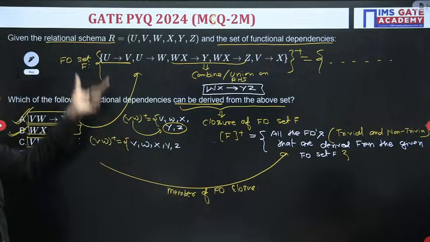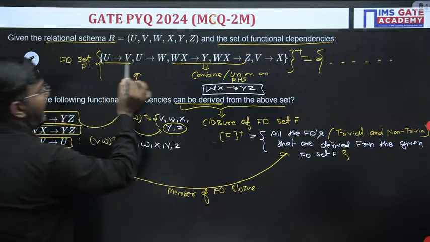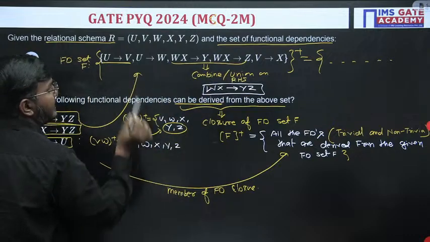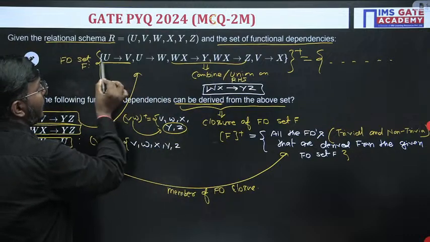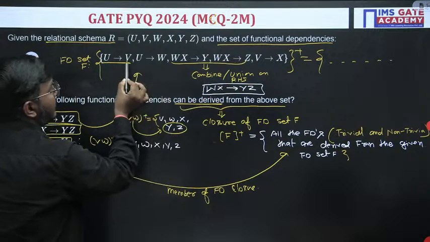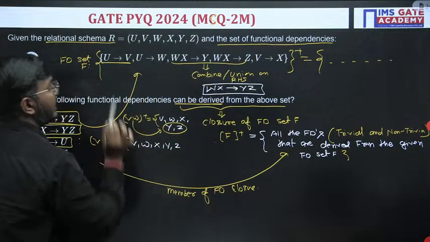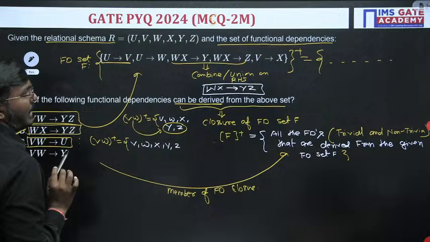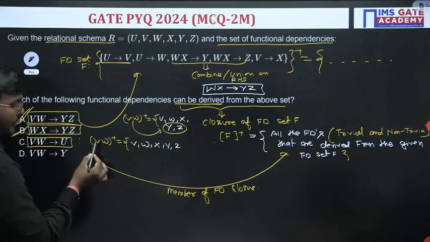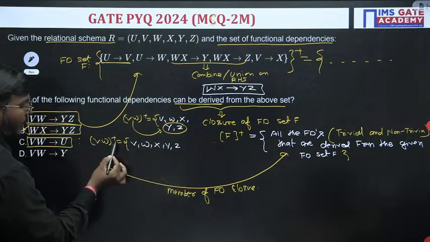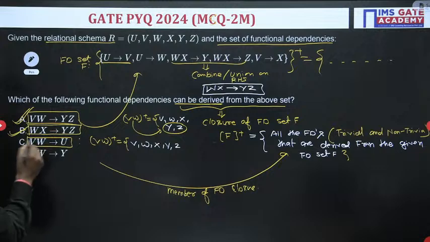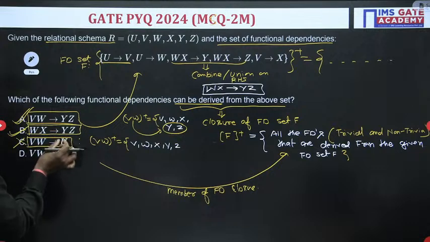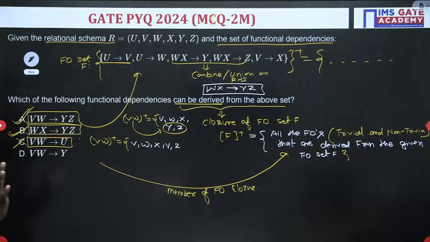To determine U, if you check the RHS of all these FDs, none of the attributes are determining U on the RHS. It means U determines only U itself. I am not getting U in the closure of VW. So this given FD in option C cannot be derived from the given FD sets. Option C is incorrect.